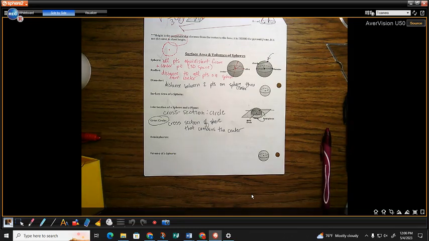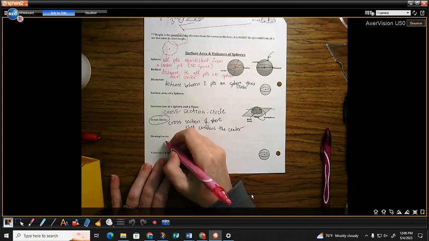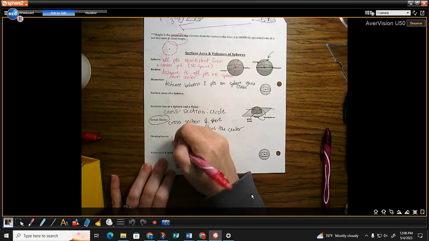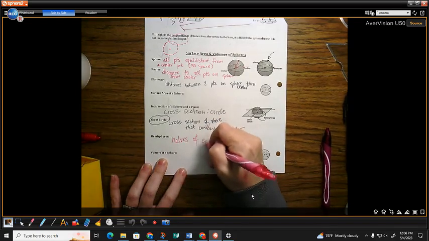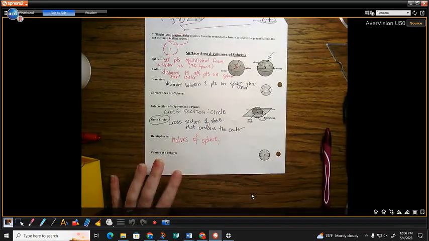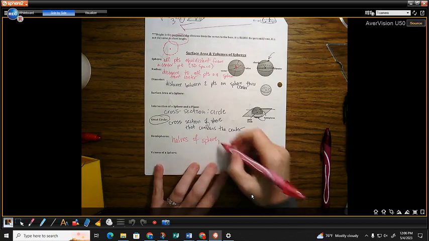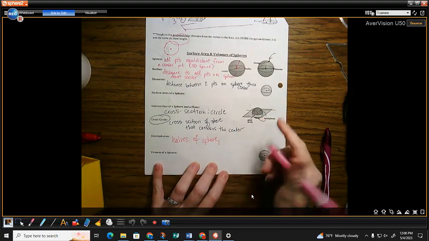Okay? Now that we've done that, hemispheres are just what? Halves of a sphere? Yes. And the surface where they touch is the great circle.